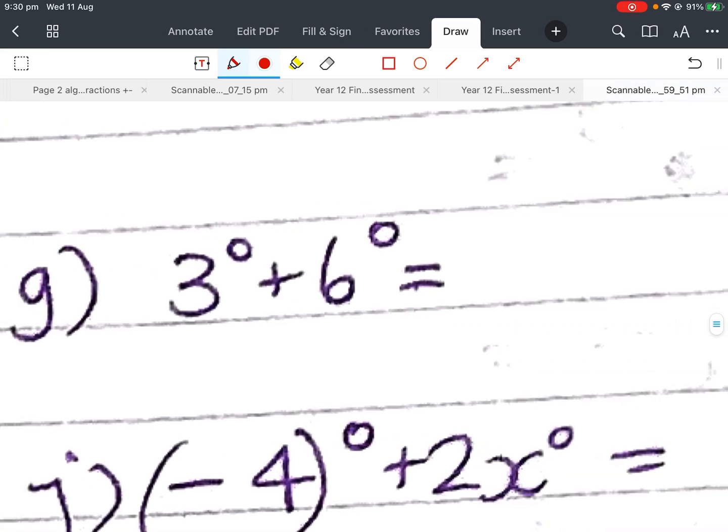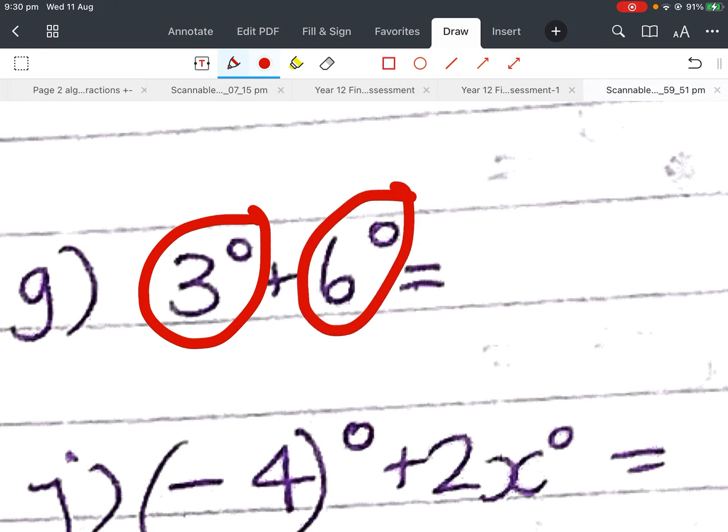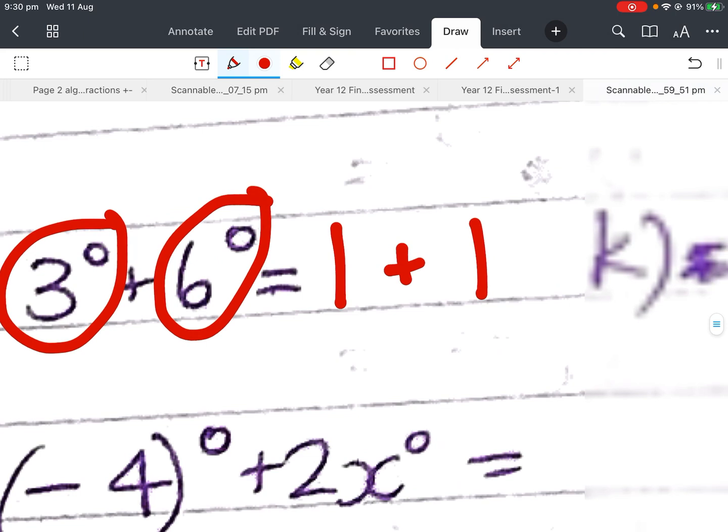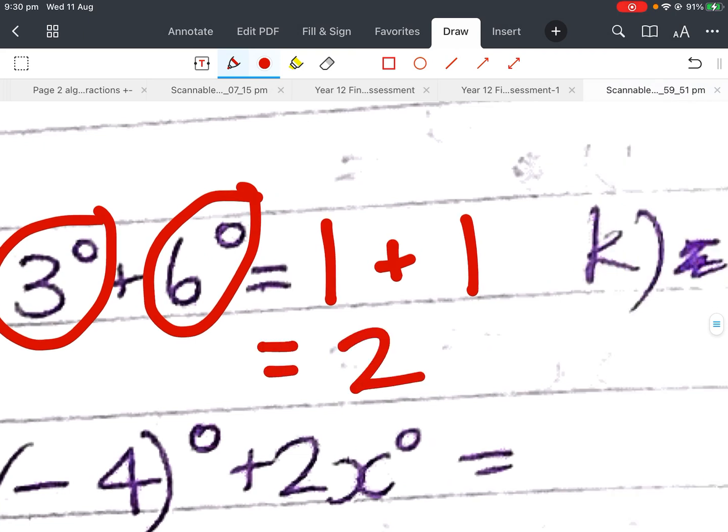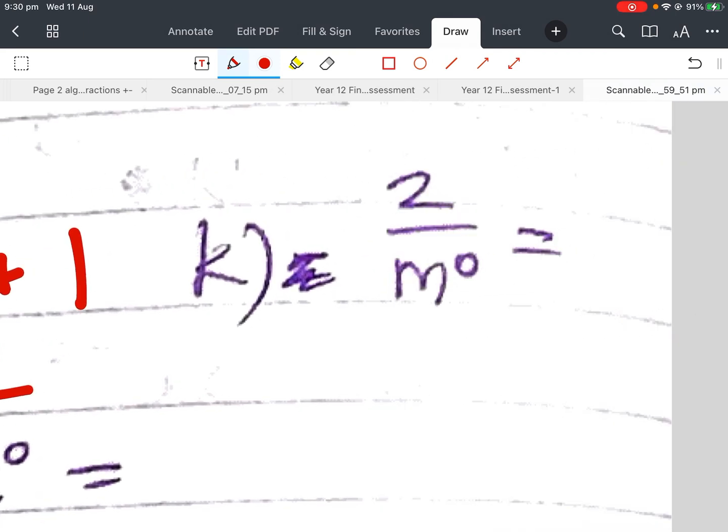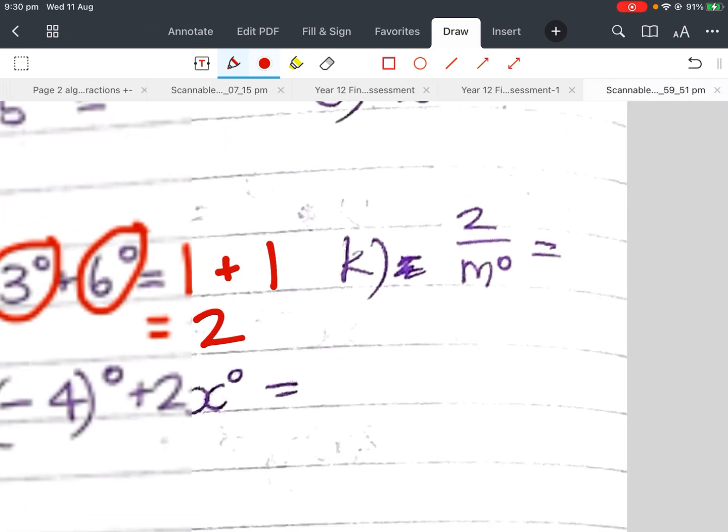So, same with G. That's got a 0 with it. So those bits are the only bits that equal 1. 3 to the power of 0 equals 1. 6 to the power of 0 equals 1. What's 1 plus 1? Hopefully you said 2. Have a go at K. See if you can work that one out for yourself.